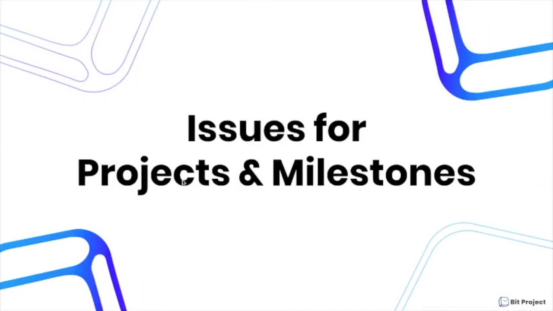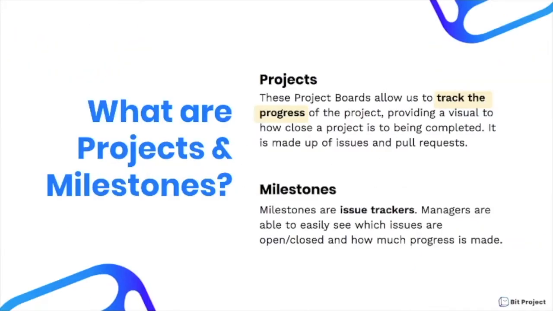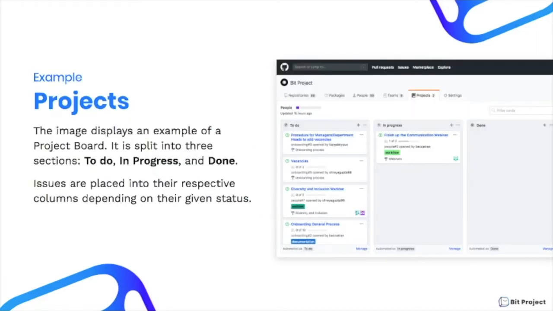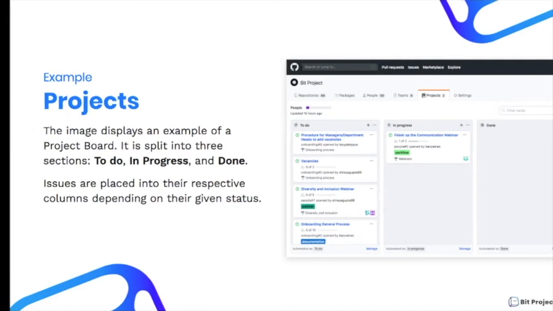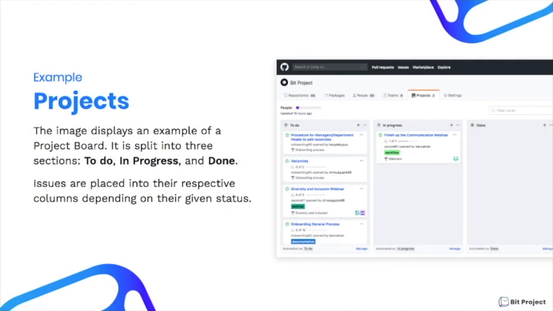So issues for projects and milestones. Project boards keep track of projects. It's a visual setup that allows members to see how much progress is made until a project is actually complete. Milestones are issue trackers. Team managers are able to keep track of their members' progress when it comes to completing issues. So, as I said before, here are some examples of what they look like, but I will be showing you on the actual website itself, but you can always feel free to refer back to this.